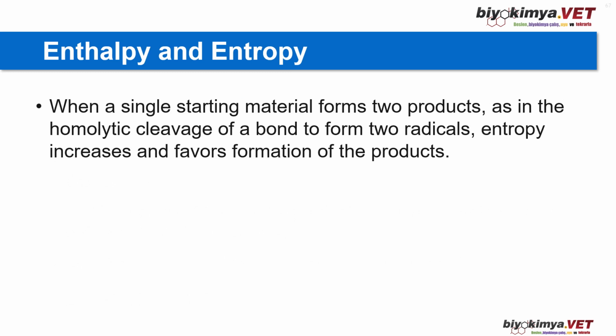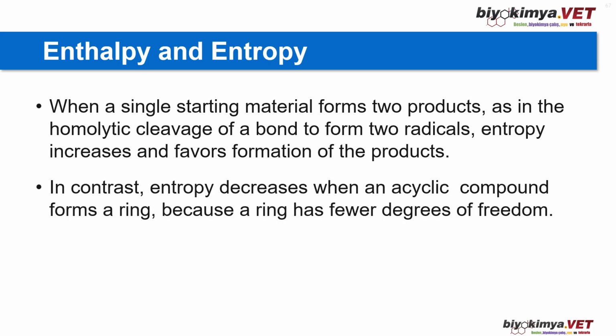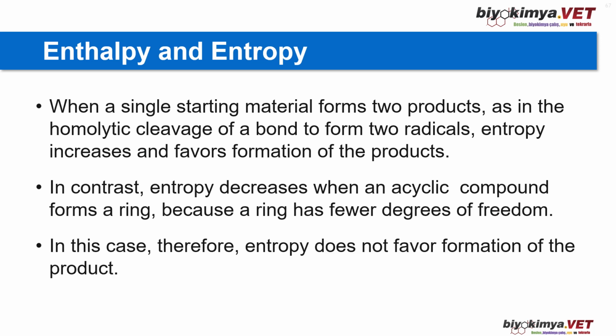When a single starting material forms two products, as in the homolytic cleavage of a bond to form two radicals, entropy increases and favors formation of the products. In contrast, entropy decreases when an acyclic compound forms a ring, because the ring has fewer degrees of freedom. In this case, therefore, entropy does not favor formation of the product.